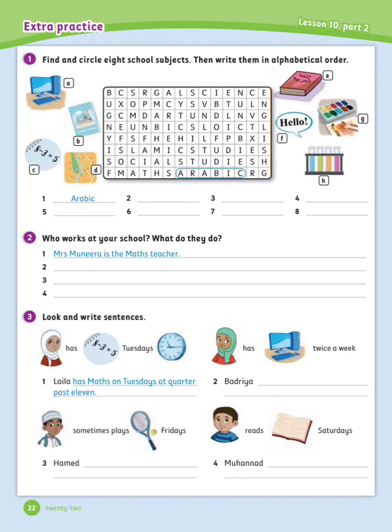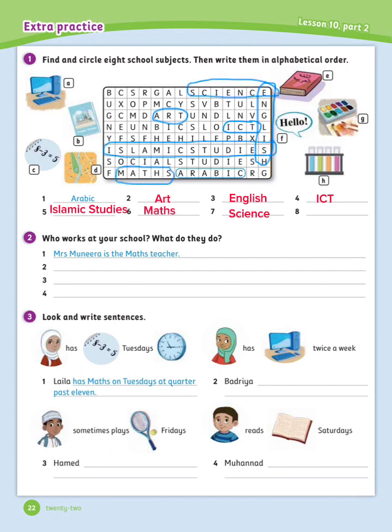Lesson 10, Part 2. Exercise number 1. Find and circle 8 school subjects. Then write them in alphabetical order. Number 1, Arabic. Number 2, Art. Number 3, English. Number 4, ICT. Number 5, Islamic Studies. Number 6, Math. Number 7, Science. Number 8, Social Studies.